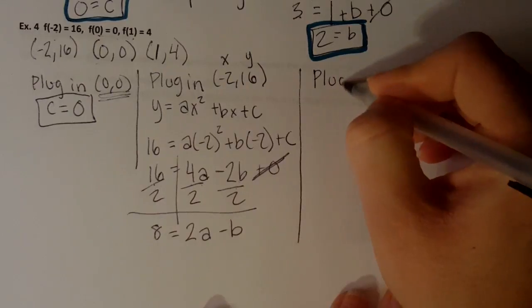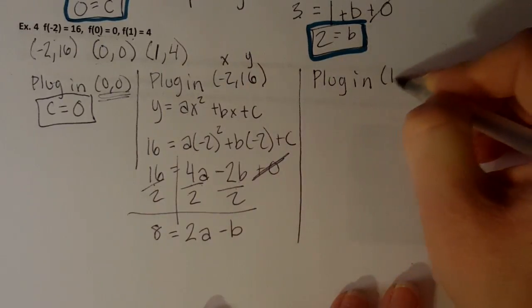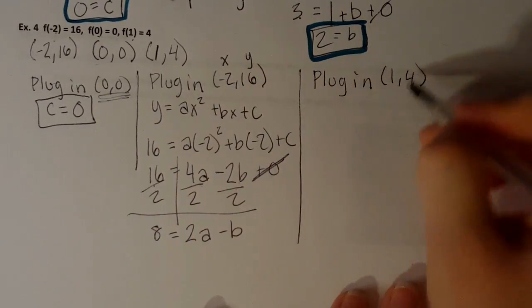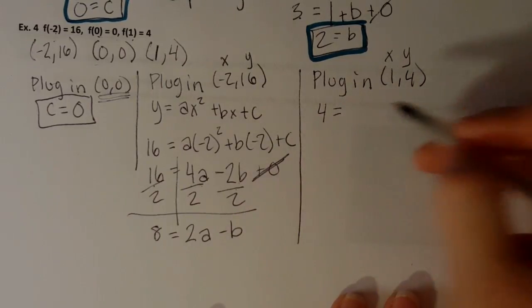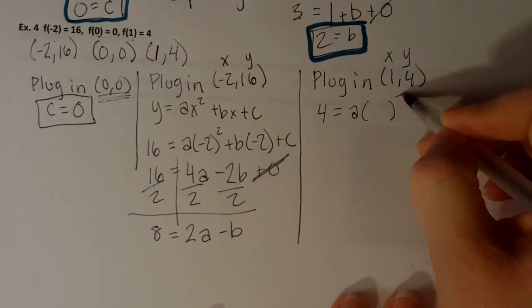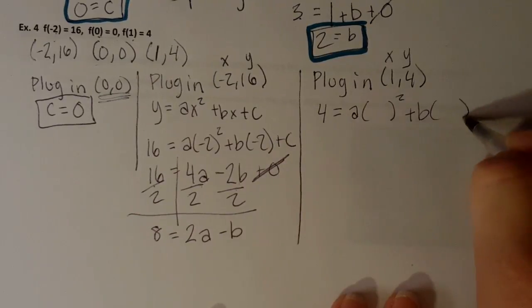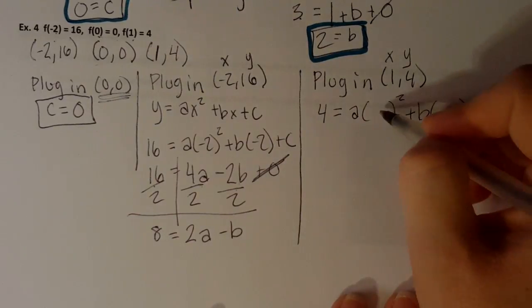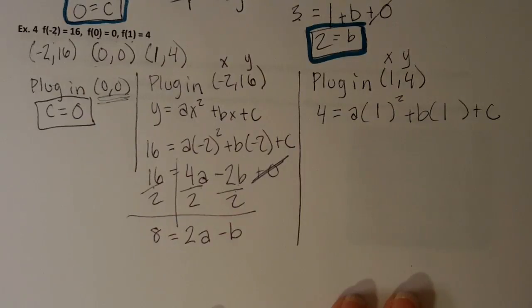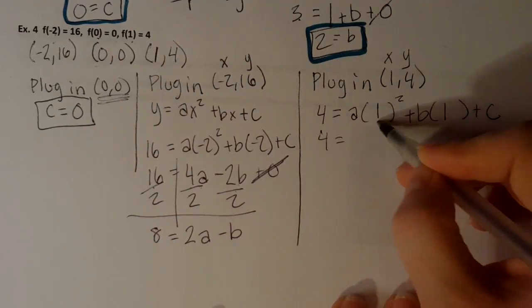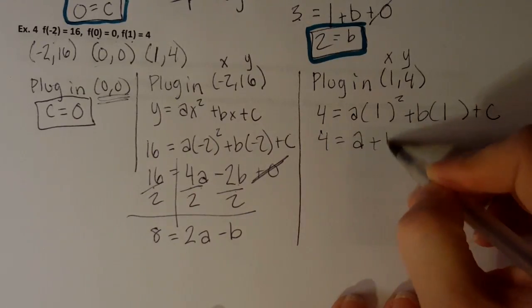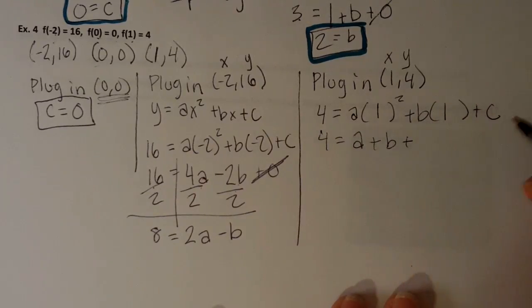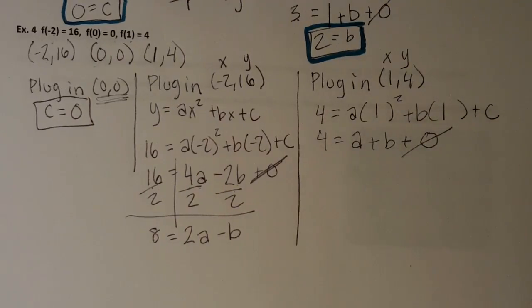So next we're going to plug in 1 comma 4. X is 1, y is 4. So we put y equals first. So 4 equals a times x squared plus b x plus c. So plug in the 1 and the 1. Okay, then simplify. Exponents, parentheses first. 1 squared is 1a plus b plus c. But we know c is 0, so I'm just not going to worry about that.